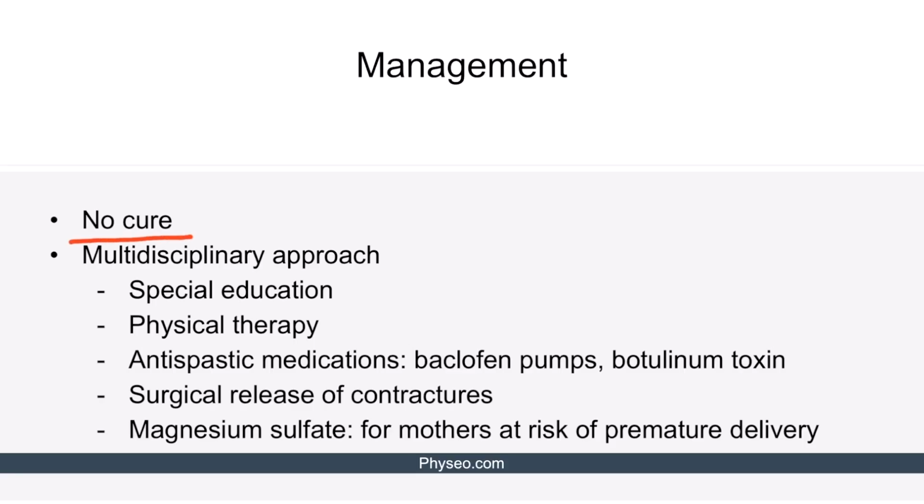There is no cure for cerebral palsy. The management includes a multidisciplinary approach. Special education may be needed to address the individual child's needs. This includes addressing the child's mental development. Physical therapy helps to maximize the functionality of the child. Antispastic medications such as baclofen pumps and botulinum toxin can be used as well.